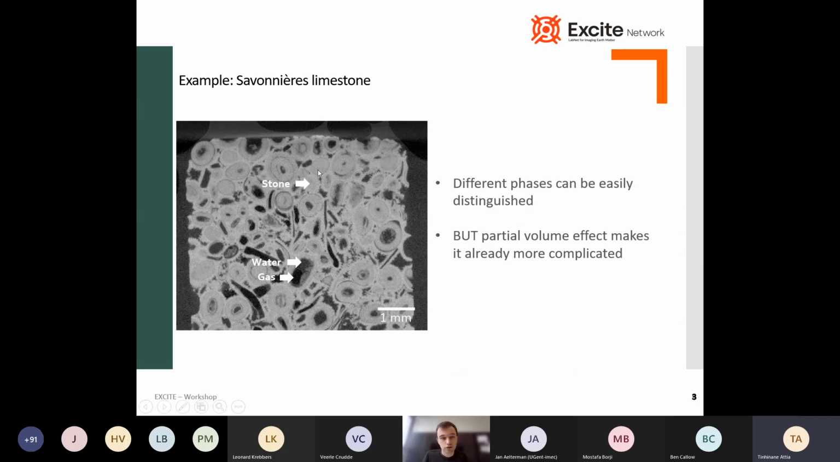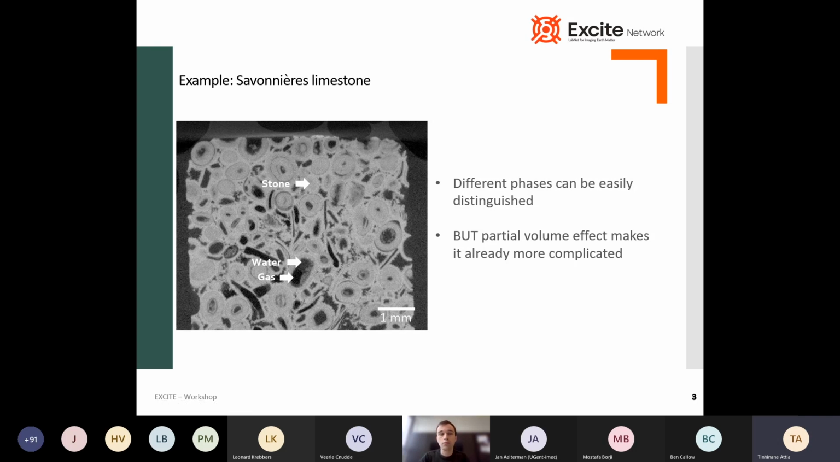You can see here the stone, which has the brightest or the highest gray values as it absorbs most X-rays. You can see in dark here and here a gas phase, which almost absorbs no X-rays. So that's why it's very dark. And in between, you can see the water phase. So in this sample, it's quite straightforward.